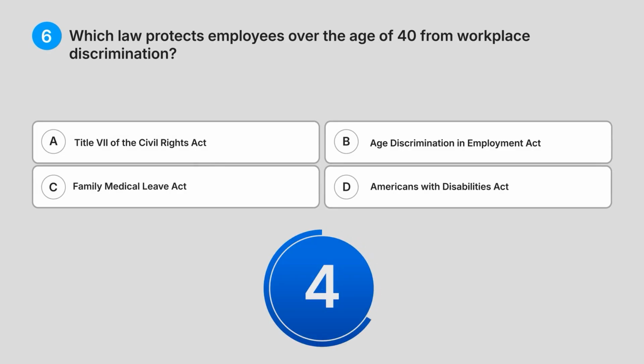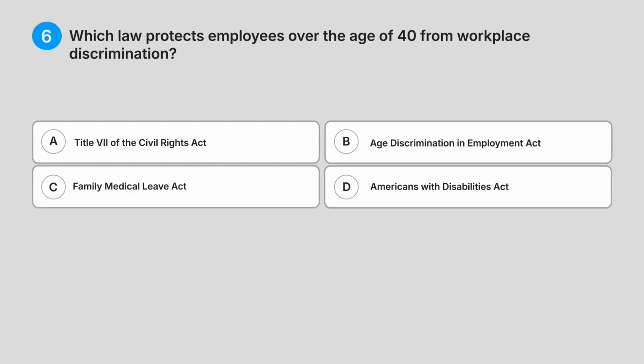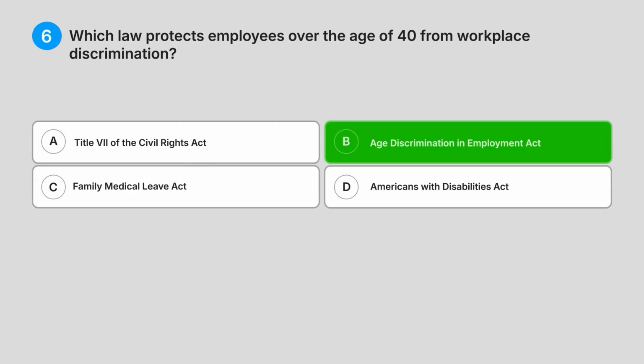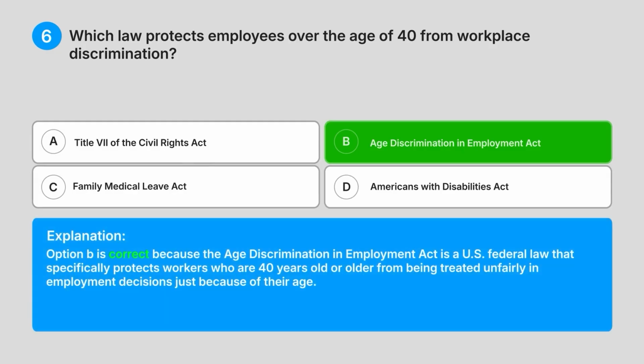What do you think is the answer? Correct answer, B. Age Discrimination in Employment Act. Explanation. Option B is correct because the Age Discrimination in Employment Act is a US federal law that specifically protects workers who are 40 years old or older from being treated unfairly in employment decisions just because of their age.